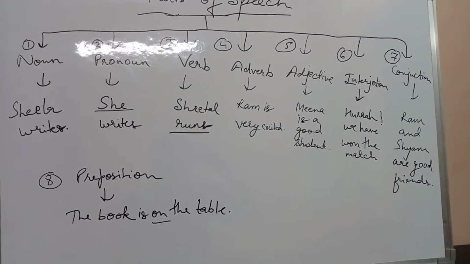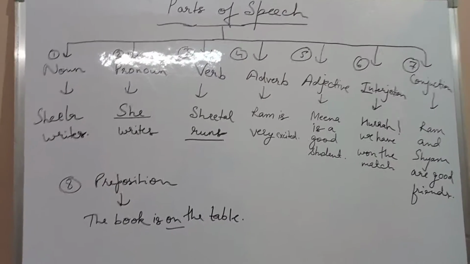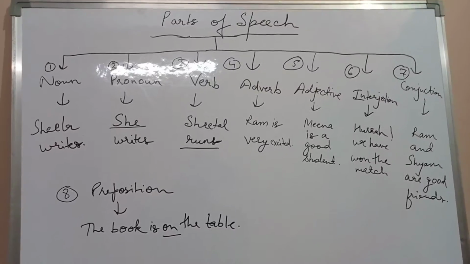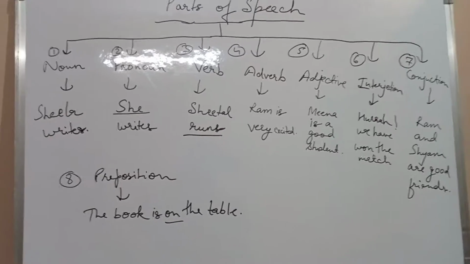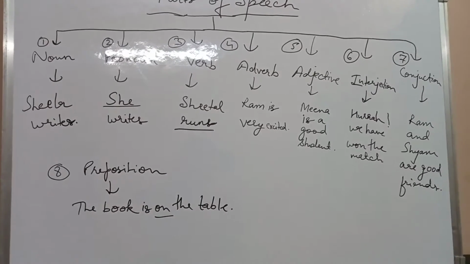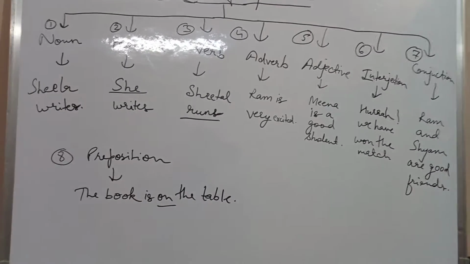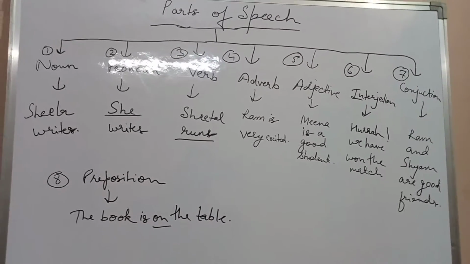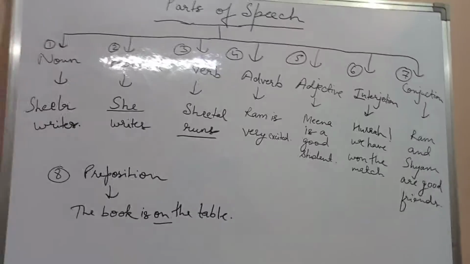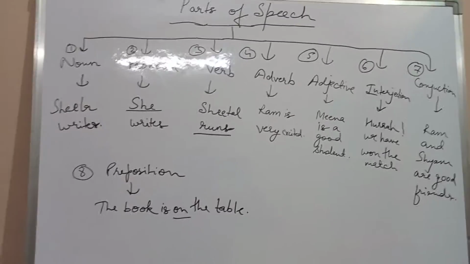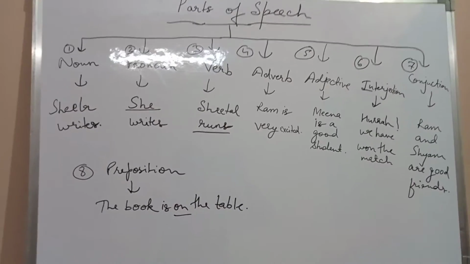Okay, now when we talk about noun, what is noun? Noun is the name of a person, place or thing, as we are well aware of the concept of noun. Now when we talk about a sentence, for example, Sheila writes. So what is the noun in this? Obviously, as we have already defined, noun is the name of a person, place or thing. So the name of a person here is Sheila. So Sheila here is a noun. Okay. So this is a good example of a noun.